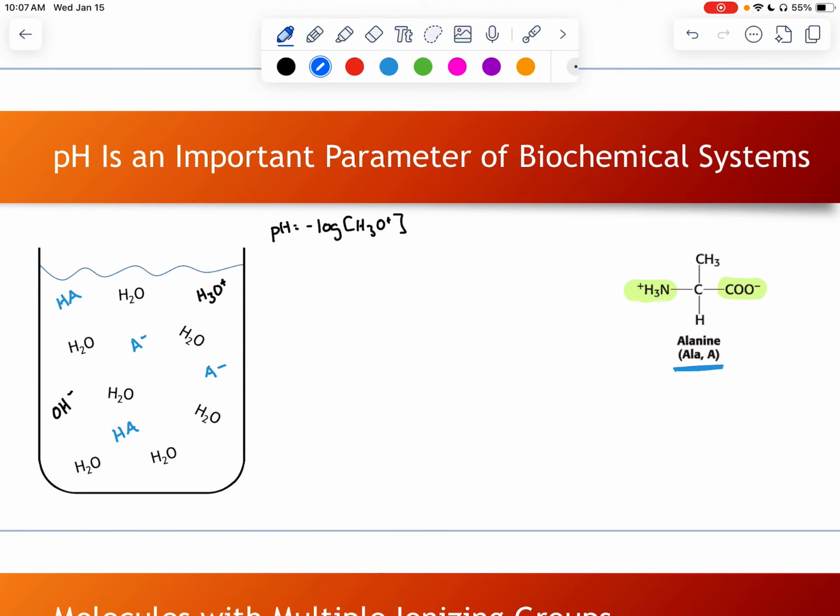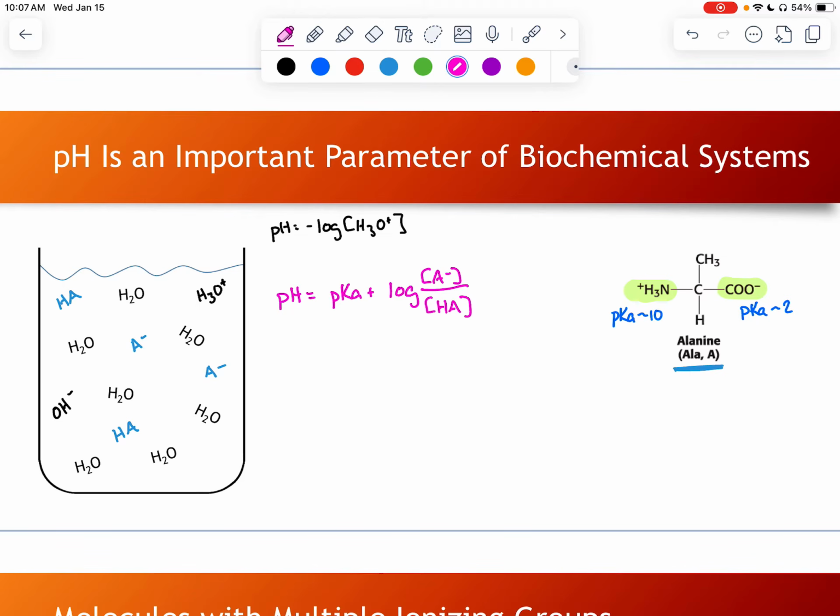Now they'll differ a little bit based on various conditions, but the pKa here of our amino group is about 10, and the pKa here of our carboxyl group is about 2. And if I go back and I think about my Henderson-Hasselbalch equation, pH equals pKa plus log of the deprotonated over the protonated version, I can think about each of these functional groups separately.